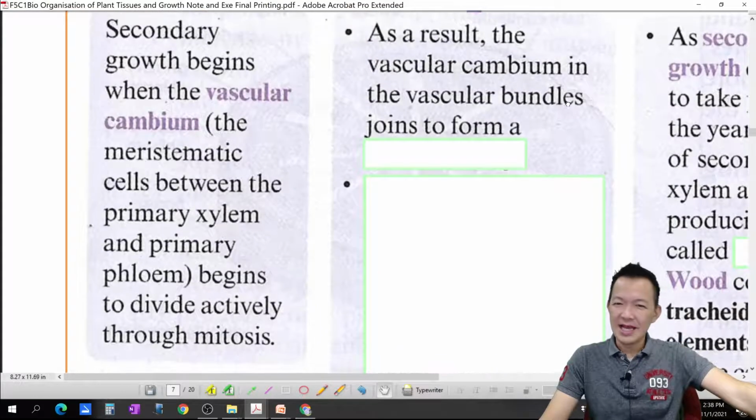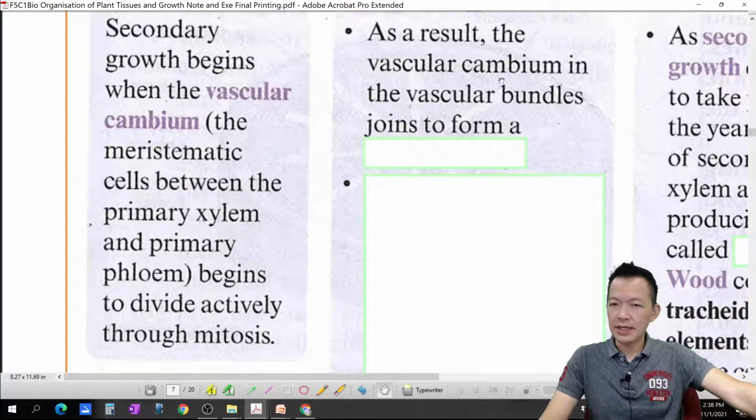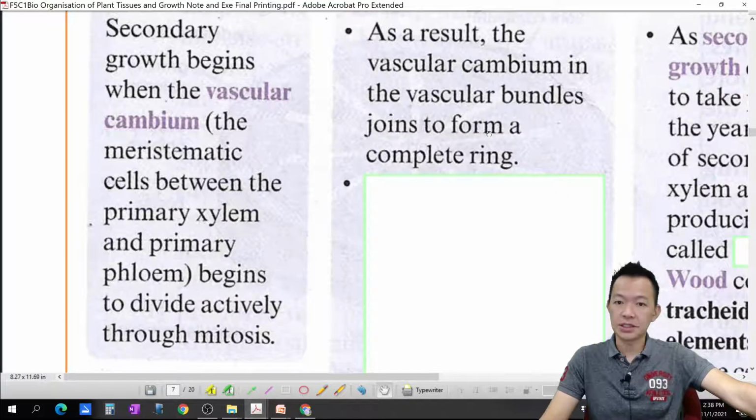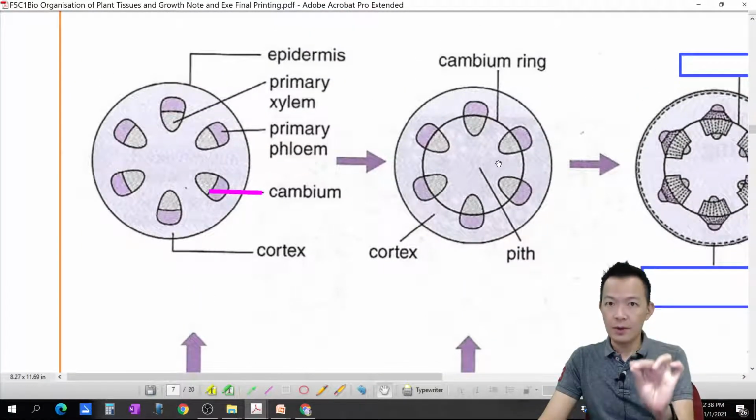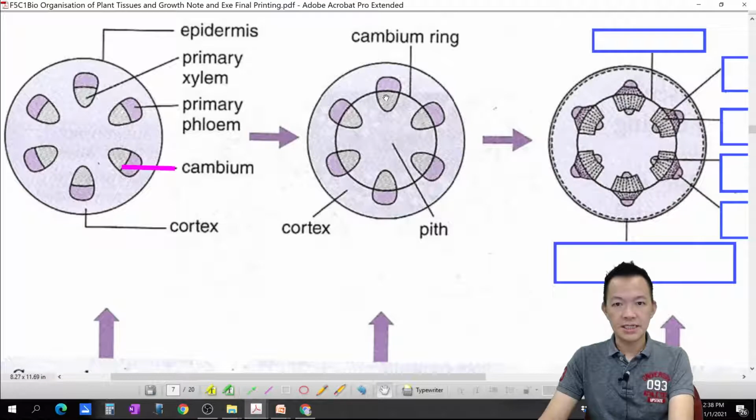And next. As a result, the vascular cambium in the vascular bundle joins to form a cambium ring. 它就形成了一个圈 cambium ring. And what happened to this cambium ring? 这个 cambium ring 叫什么呢? Okay, 来. It continued to divide and produce a new tissue, 产生新的组织了, or new cells. Okay? Or what is a new cell?